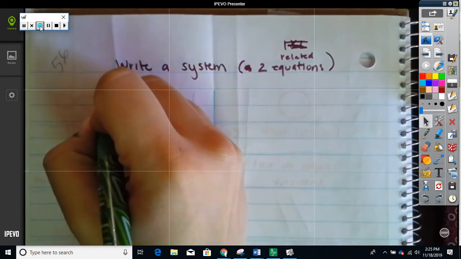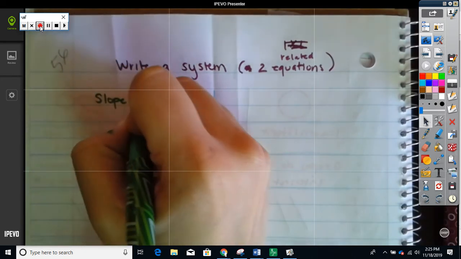straight down a vertical line. So the first one is a slope-intercept.